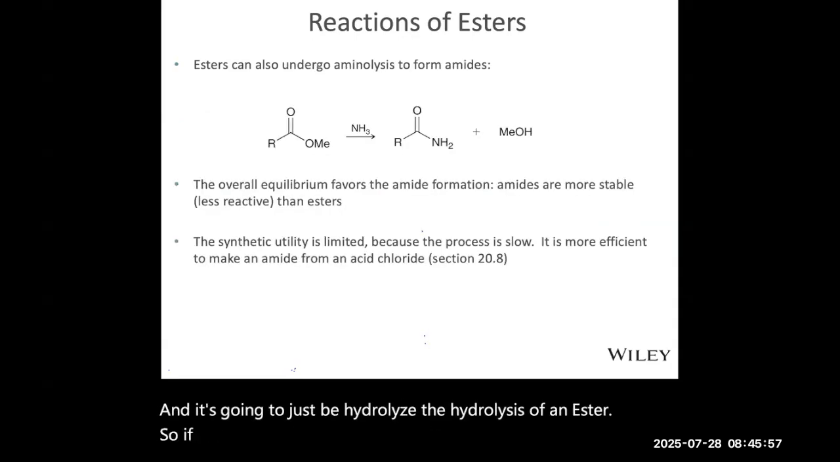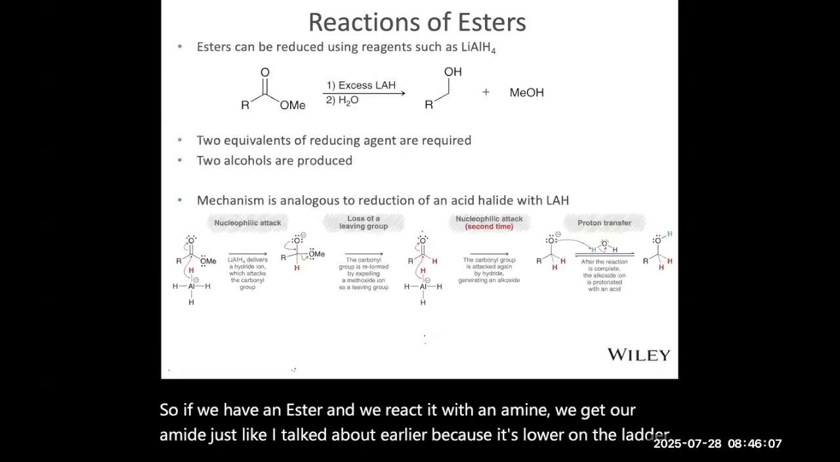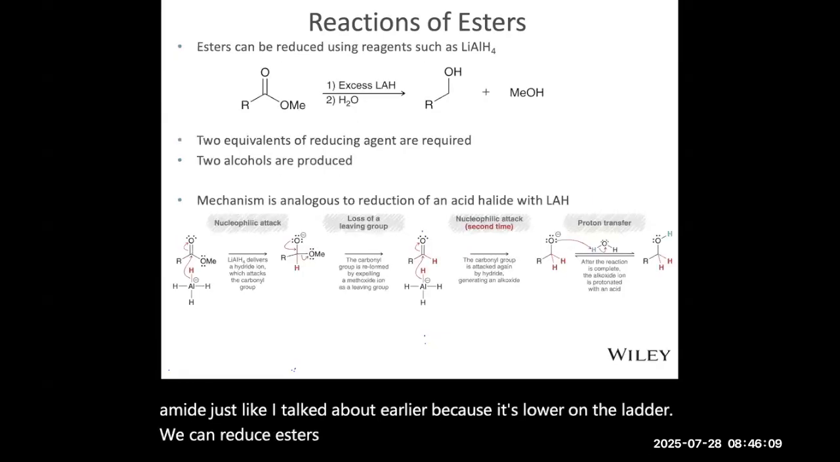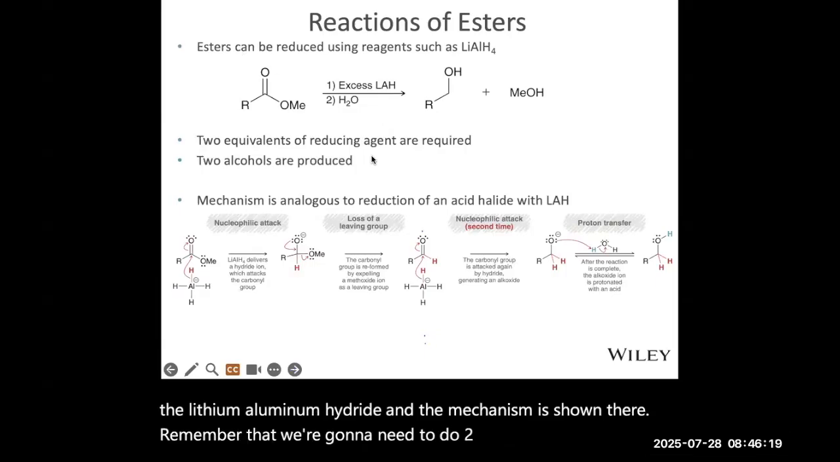So if we have an ester and we react it with an amine, we get our amide, just like I talked about earlier, because it's lower on the ladder. We can reduce esters to alcohols. We're just going to use an excess of the lithium aluminum hydride, and the mechanism is shown there. Remember that we're going to need to do 2 equivalents so we can add 2 hydrogens.